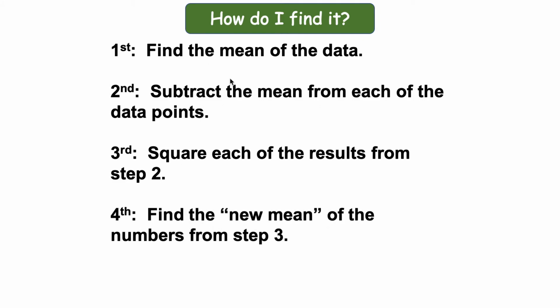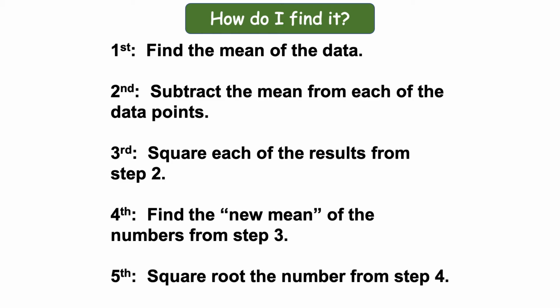So we're going to find the mean 2 times, all right? And then after that, we find that new mean. This new mean, by the way, is called a variance. Not really too important for what we're working with right now, but it's named the variance. When we take the square root of step 4, that will be our standard deviation.